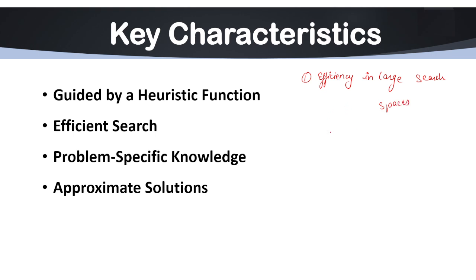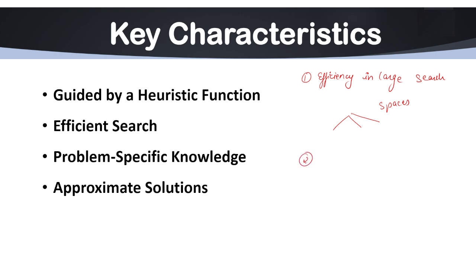AI problems often involve vast search spaces with numerous possible states. We have so many possible states, like in pathfinding, puzzle solving, and scheduling. Heuristic search narrows the search space by focusing just on the promising paths, the required paths, significantly reducing the computational time and resource requirements.